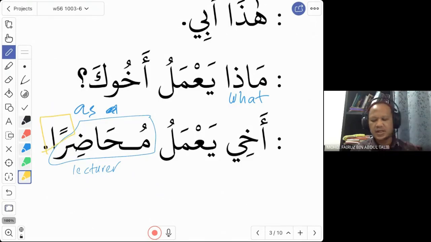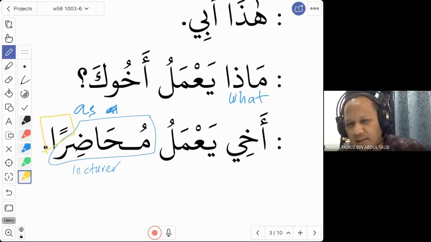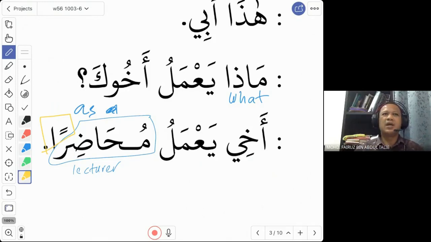So instead of saying, akhi ya'mal muhadir, you have to say akhi ya'mal muhadiran. So that is a grammar function of the word. In Arabic, we have to learn the Arabic grammar, because by learning Arabic grammar, you will be able to understand some hidden meanings of that word, the additional meanings of that word as well.